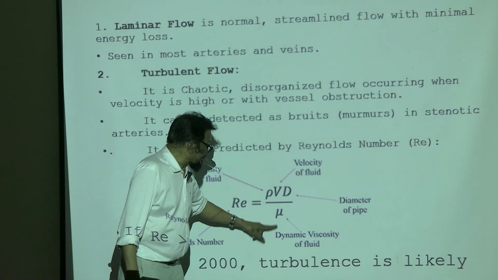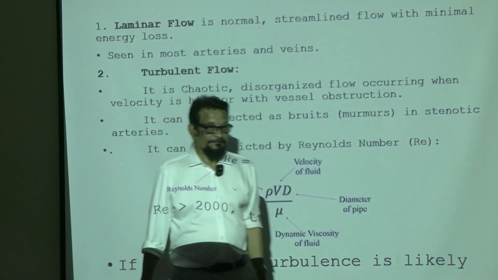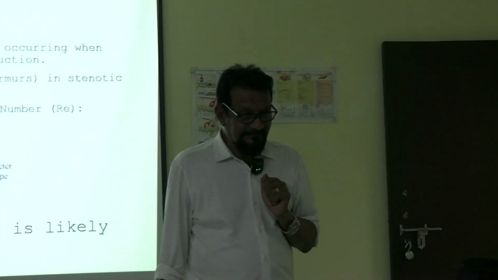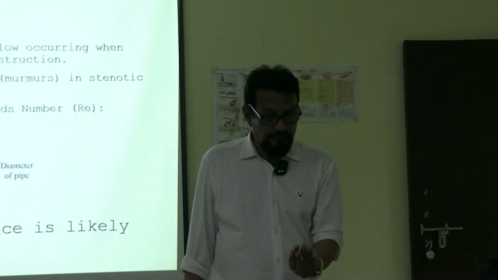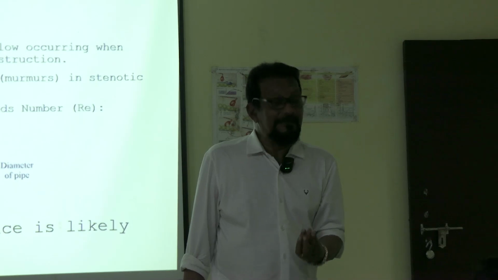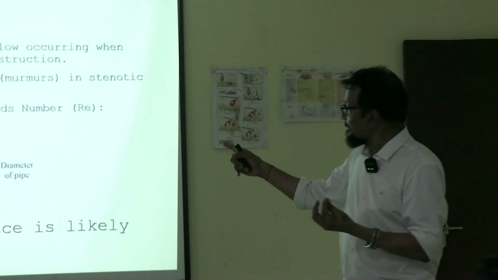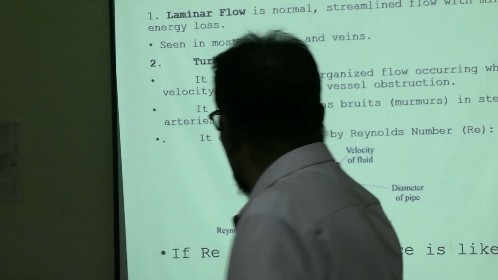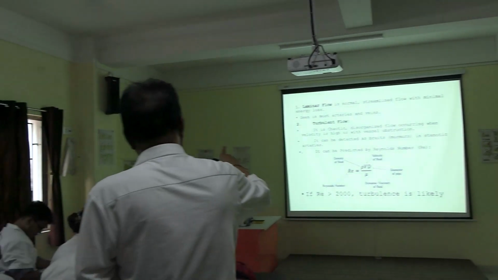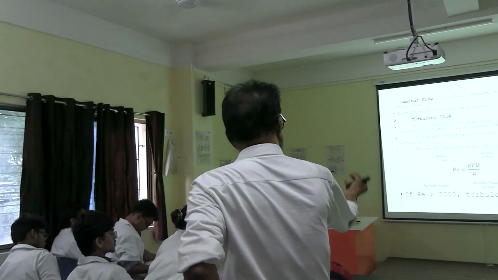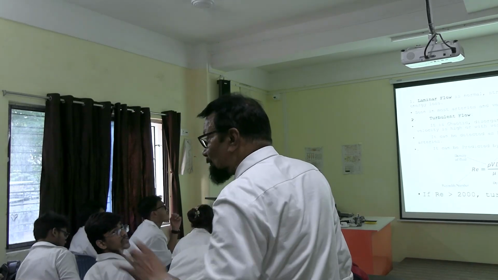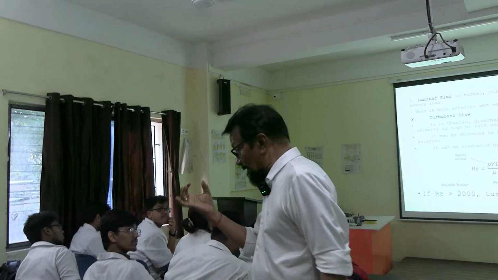Okay, and it is what? It is the viscosity. Inverse related. Means what? If viscosity increases, what will happen to Reynolds number? If viscosity decreases, what will happen to Reynolds number? The relation of Reynolds number with viscosity is inverse. With an increase in viscosity, will the Reynolds number increase or decrease? Decrease. So no turbulence.